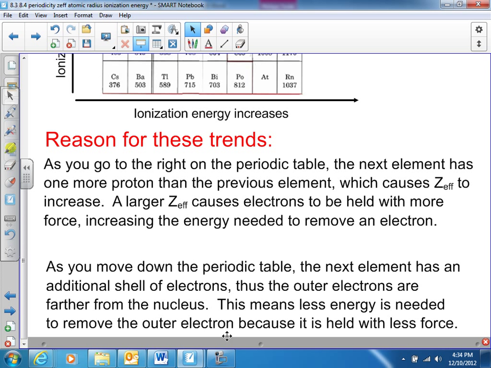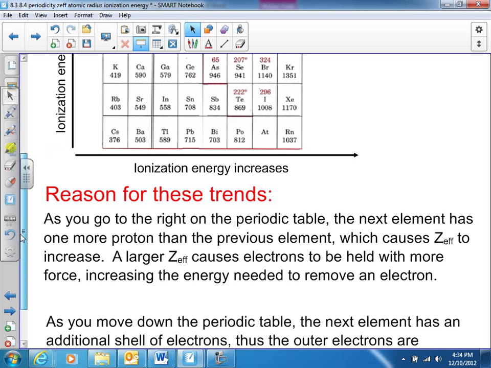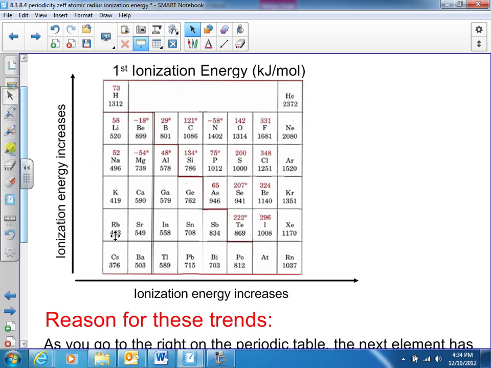Thus, less energy is needed to remove an outer electron if it's farther from the nucleus. So as we go down the periodic table, ionization energy decreases because there are more shells and the electrons are farther from the nucleus. Or if we go up the periodic table, ionization energy increases because we have fewer shells of electrons. Those outer electrons are closer to the nucleus and held with more force.